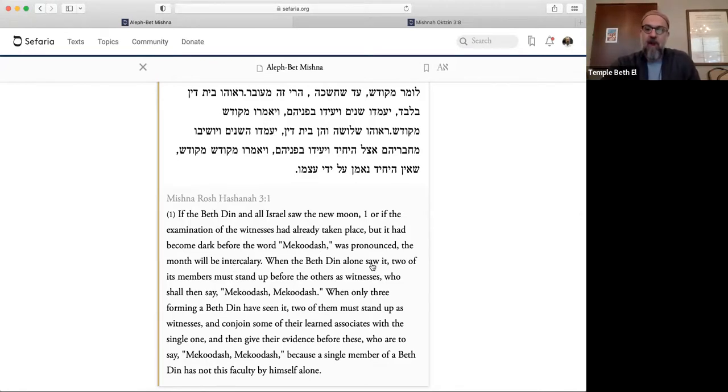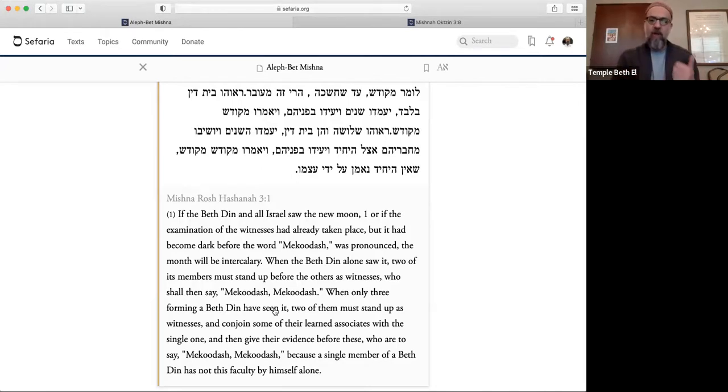When the Beit Din alone saw it, 2 of its members must stand up before the others as witnesses, who shall then say, because everything takes 2 witnesses, so 2 of the people on the Beit Din separate themselves out from the court, sort of a recusal, and they say, we're now witnesses before the court. We say Mekudash, we saw the new moon. That, of course, assumes that you have to have more than 3 people on your court, because if you take 2 out, there's only 1. You can't have 1 left on the court.